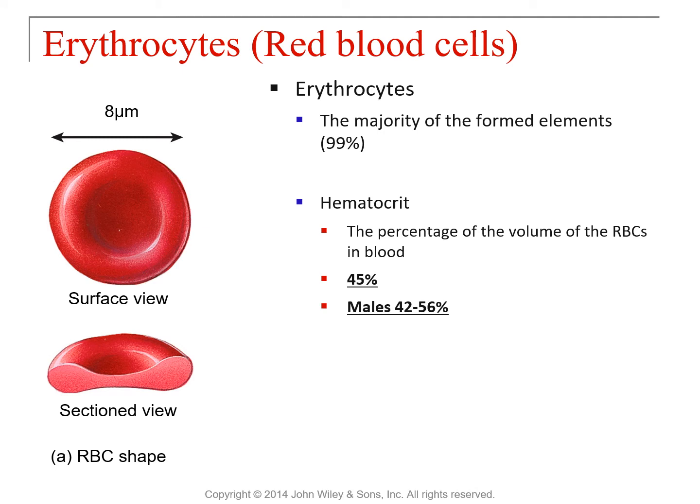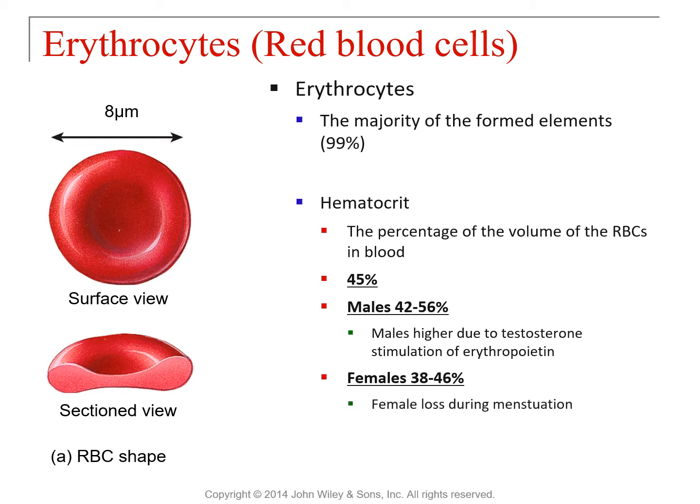For males, it's about 42 to 56%, so 45% would actually be a little bit on the low side for males. And the reason why males have a higher hematocrit is because of testosterone, and testosterone will stimulate erythropoietin, which is the hormone that directs the formation of red blood cells. For females, a 45% hematocrit would be pretty high. And their hematocrit is lower because of blood loss during menstruation.